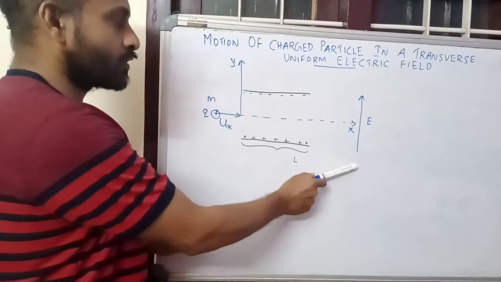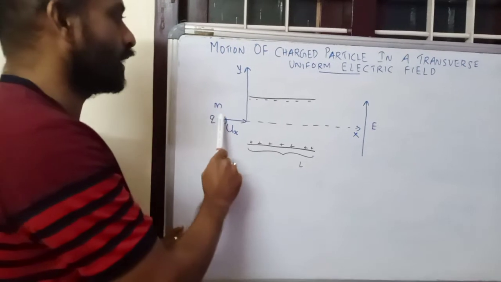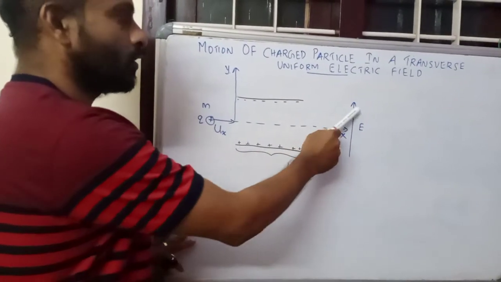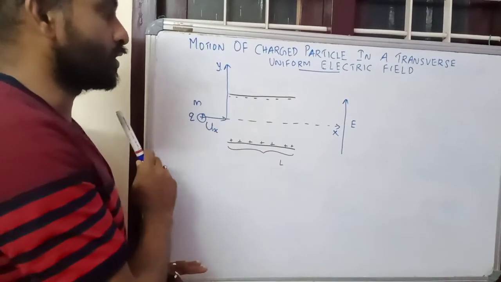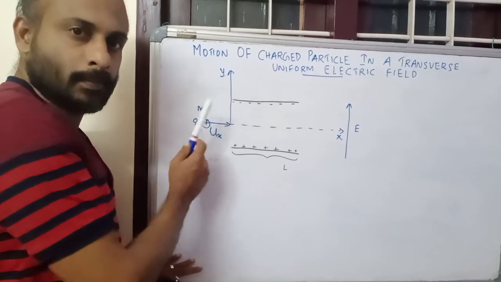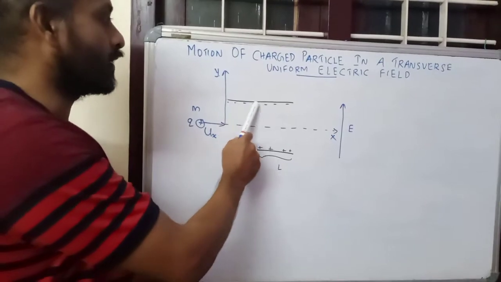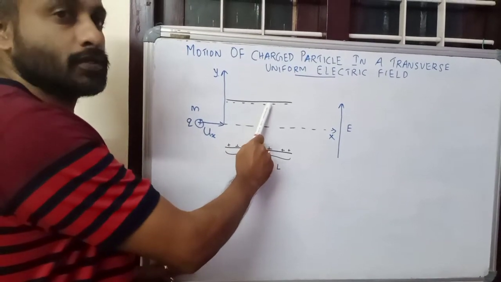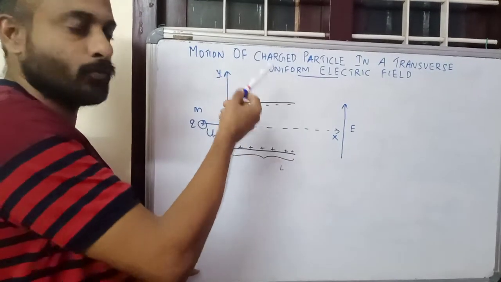So here we have the electric field in the upward direction. The particle is traveling along x direction, which means the direction of the particle is perpendicular to the electric field. Now it is going to enter this electric field region. Since this is a positively charged particle, it will experience a force in the upward direction, because due to the negative charges, the positively charged particle experiences a force in the upward direction. If there is a force in the upward direction, there will be acceleration in the upward direction.